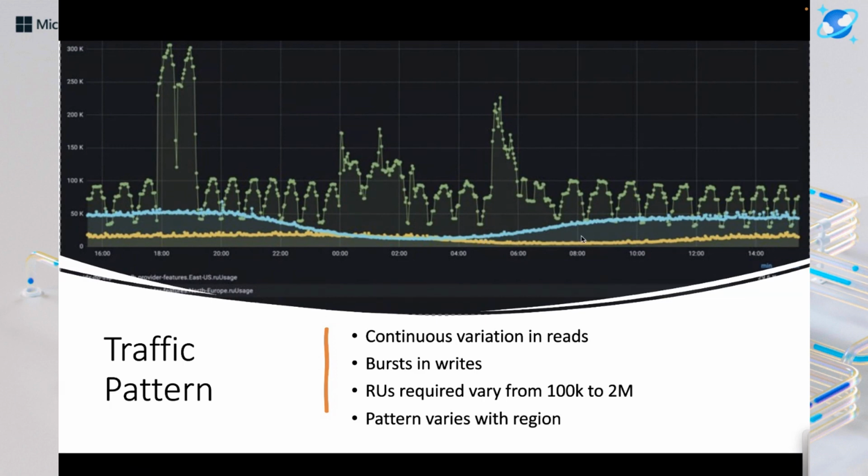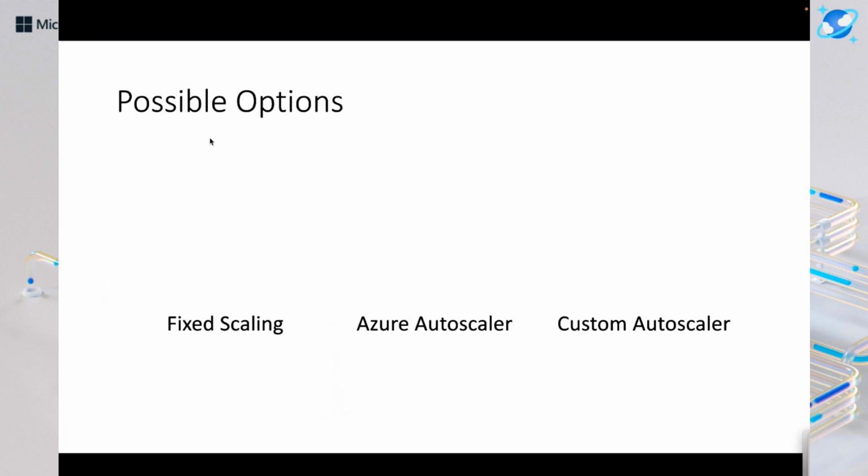And typically we have seen that the load on our Cosmos DB can vary. The required RUs can vary right from something like 100K at a time to even 2 million. There could be multiple jobs running, and there could also be very high QPS on the read side. So this is the traffic pattern. Now let's move forward.